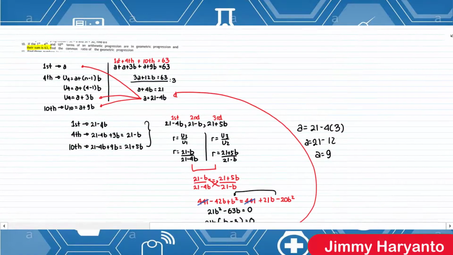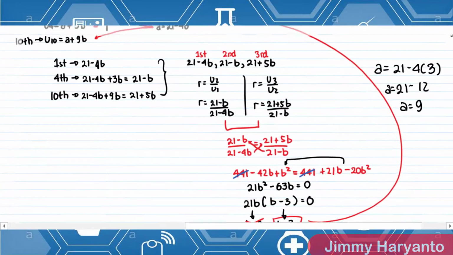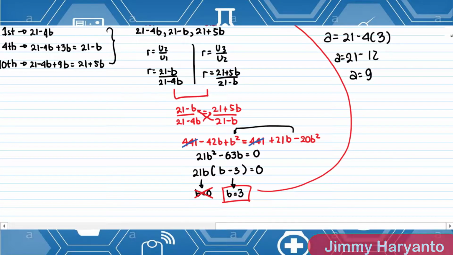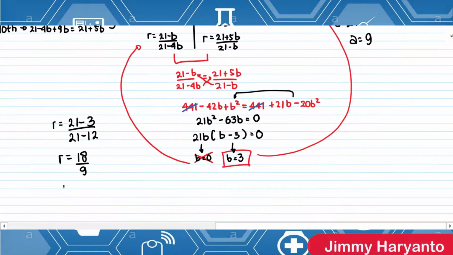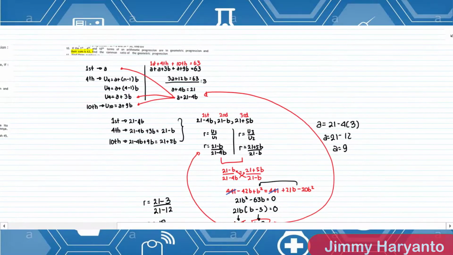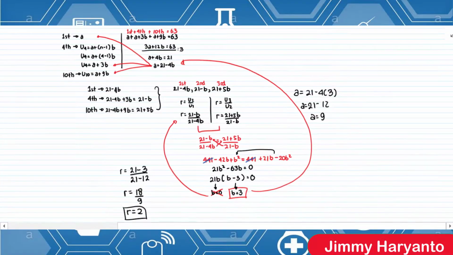The question is to find the common ratio. Oh, it turns out we don't have to find a. We don't have to find a to get the ratio, because the ratio is this equation, we can find it directly. 21 minus b, b equals 3, over 21 minus 4b. 4b means 4 times 3, 12. So the ratio will be 18 over 9. Ratio equals 2. So the ratio is 2. Okay, that's it for number 10.